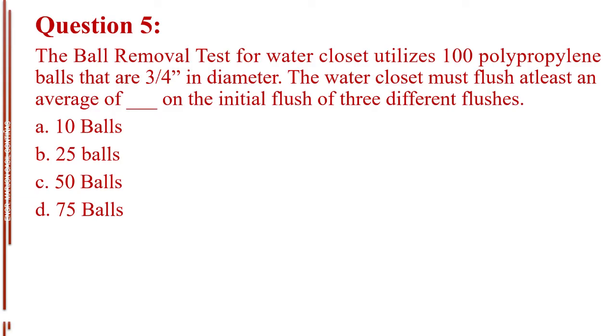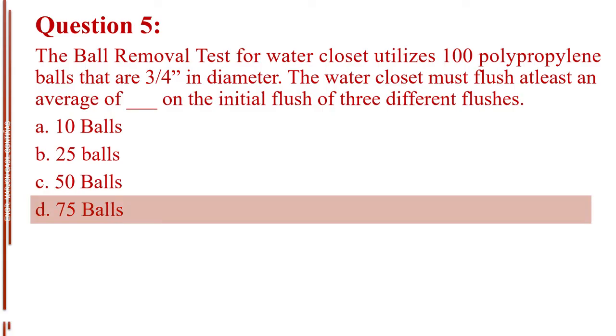Question number 5. The ball removal test for water closet utilizes 100 polypropylene balls that are 3/4 inch in diameter. The water closet must flush at least an average of blank on the initial flush of 3 different flushes. Letter A, 10 balls. Letter B, 25 balls. Letter C, 50 balls. Letter D, 75 balls. The answer is letter D, 75 balls.